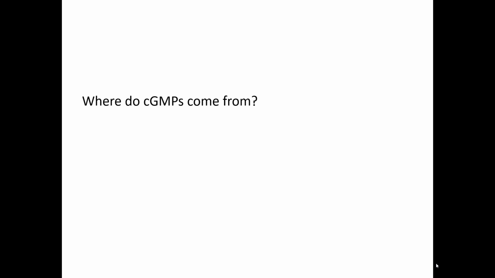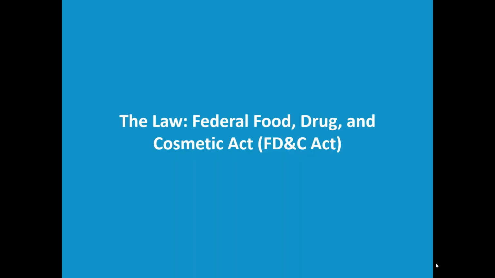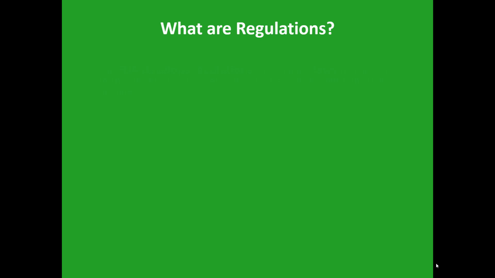Where do the cGMPs come from? Well, they come from our laws. We saw the Federal Food, Drug and Cosmetic Act talks about the requirements to have good manufacturing practices in place when you're manufacturing drugs. And then we had our regulations, and then the FDA write guidance documents. I'm going to show you here some regulations that are very important if you're implementing cGMP practices.